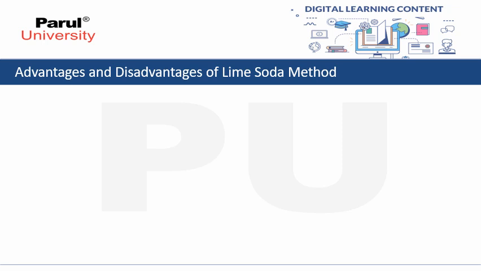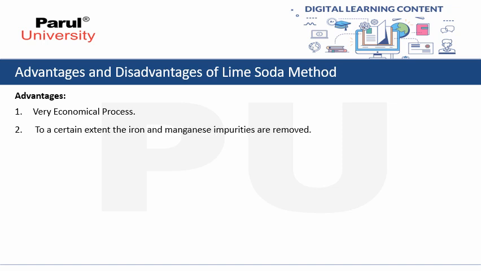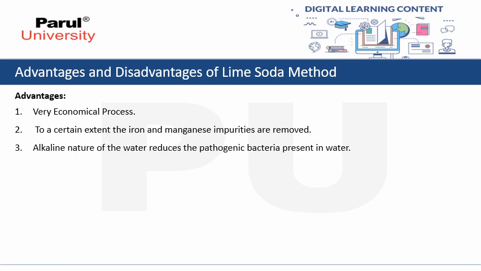Advantages and disadvantages of the lime soda method. Advantages: it is a very economical process. To a certain extent, the iron and manganese impurities are also removed. The alkaline nature of the water reduces the pathogenic bacteria present in water, and a smaller amount of coagulants is required.